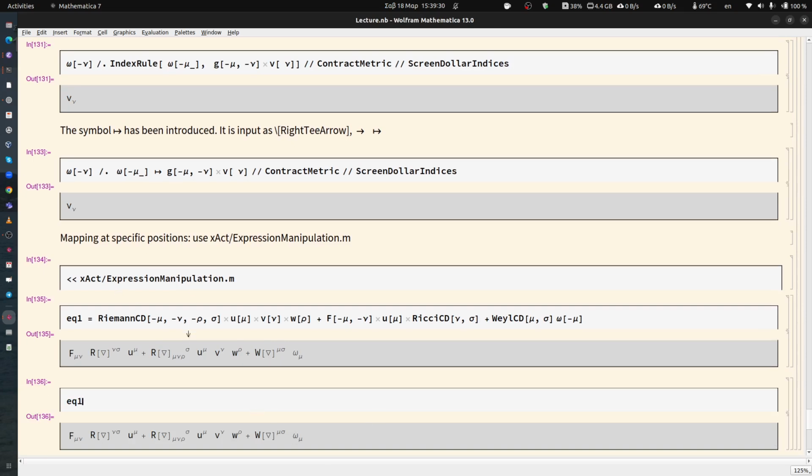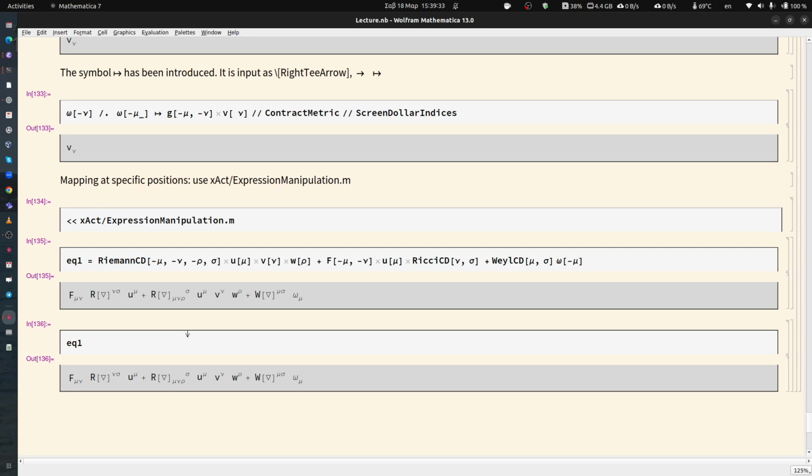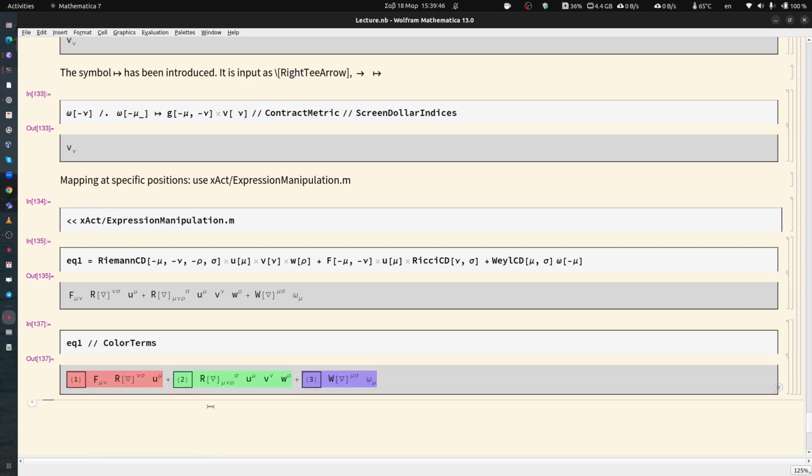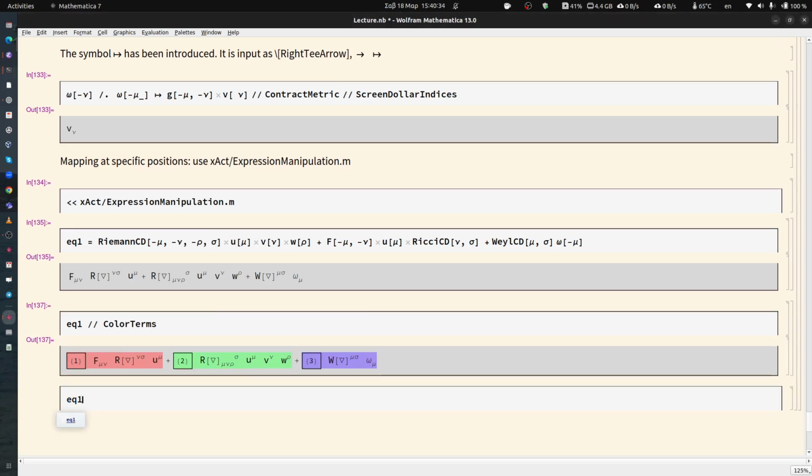And now ExpressionManipulation gives us several options to work with that expression. One of them is to see the different terms in colors. So you see that ExpressionManipulation considers this expression as an expression of three terms. That is the first term here, the second term there, and the third term there. So let's do something more useful. So that is equation 1.